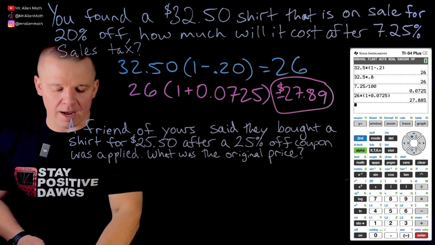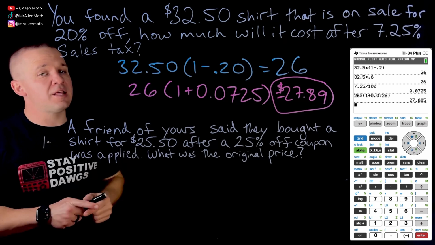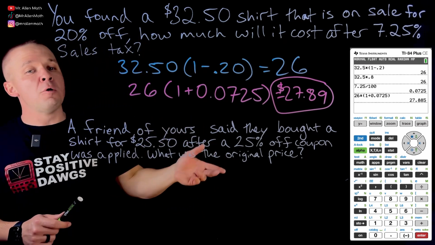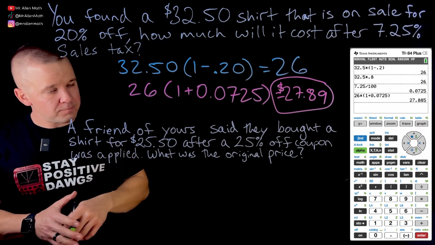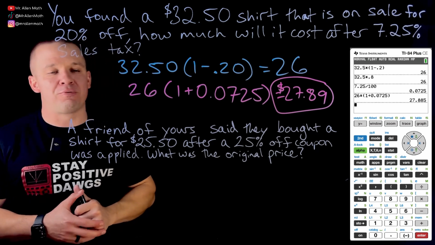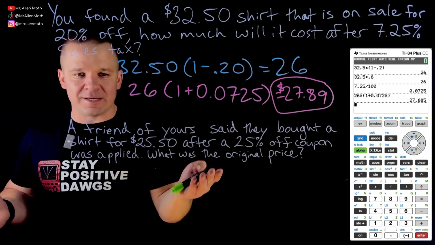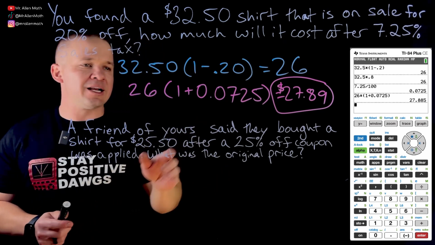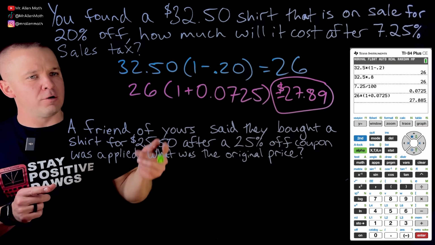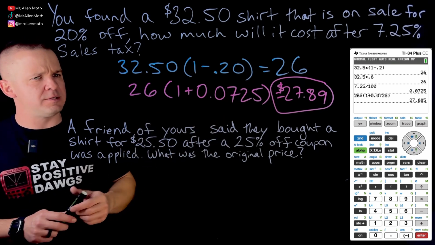That's fantastic. Okay. Next one here, slightly different scenario. A friend of yours said they bought a shirt for $25.50 after a 25% off coupon was applied. I should have read the whole sentence instead of pausing weirdly. What was the original price? So this one has no mention of sales tax. Let's just assume this is before they paid sales tax, it was $25.50 or whatever. Kind of simplifies the problem a little bit, but it is a different scenario, right? They said they bought it for $25.50 after the 25% was applied. So what was the original price?